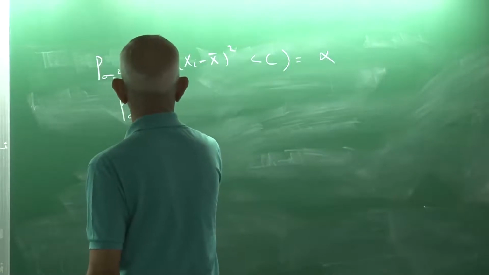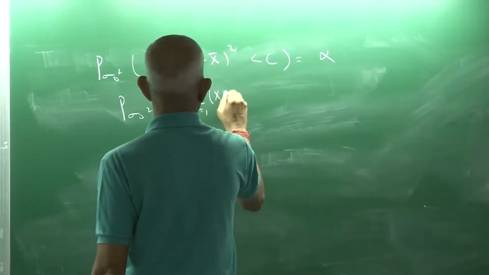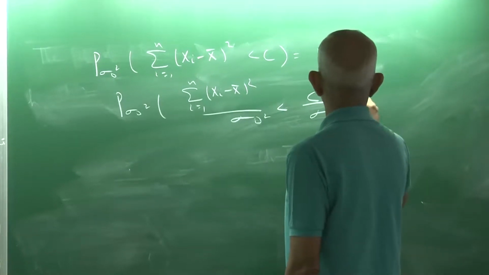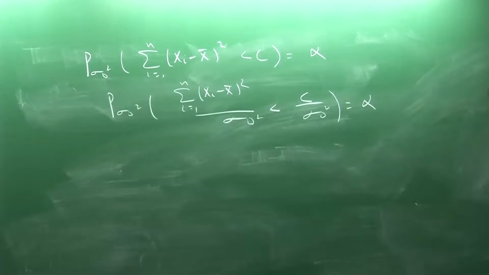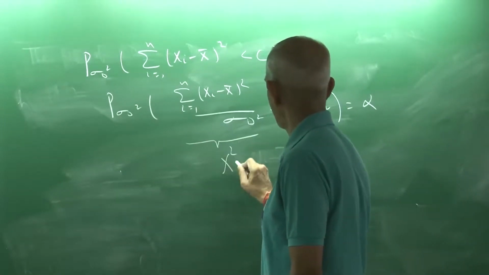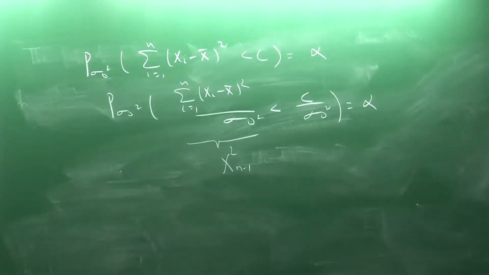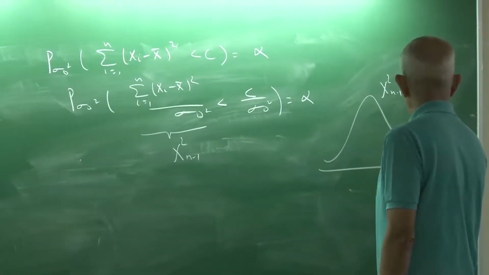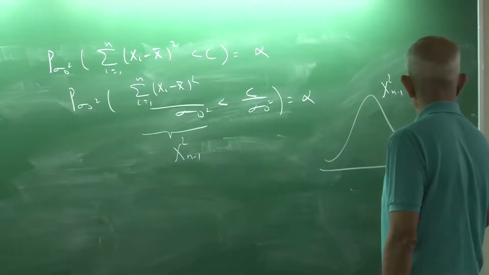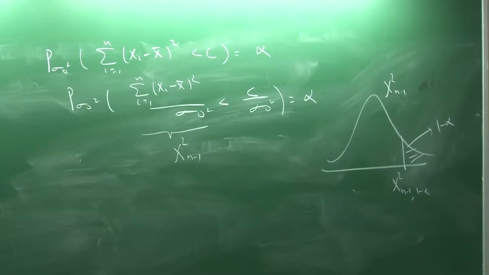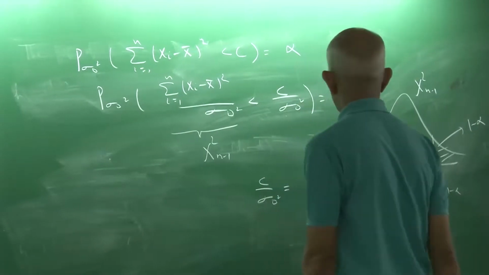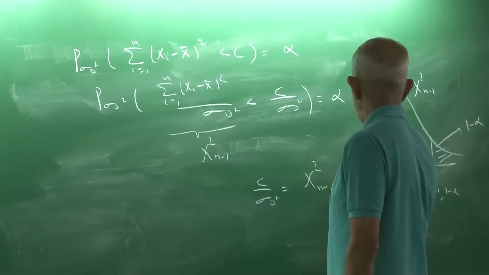So this is the same as probability under sigma naught square that summation xi minus x bar whole square by sigma naught square is less than c by sigma naught square, equal to alpha. Now when sigma is same as sigma naught, I know that this has a chi square on n minus 1. So that means c by sigma naught square is a point so that on the left of that point the area is alpha. So I look at this point on the chi square n minus 1 PDF. Suppose this point is chi square n minus 1, 1 minus alpha. So that means on the right of this the region is 1 minus alpha, and on the left of it the region is alpha. So that means c by sigma square is nothing but chi square n minus 1, 1 minus alpha.